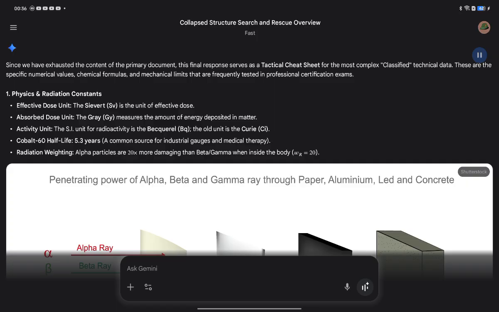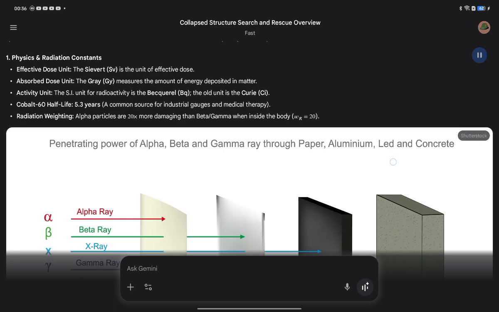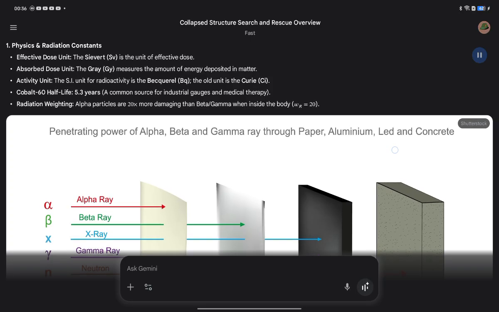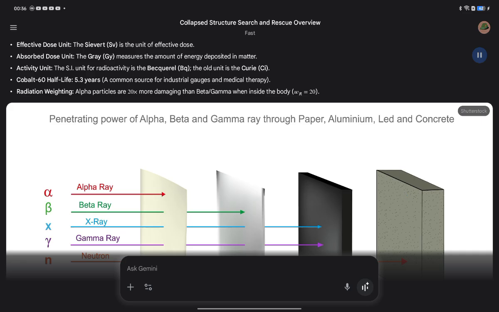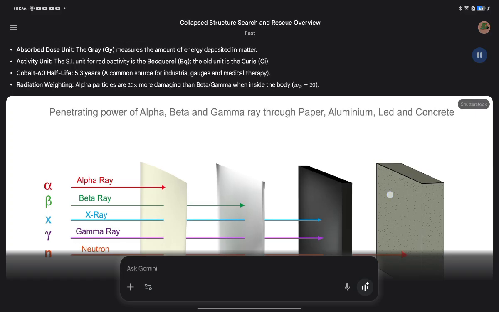Effective dose unit: the sievert, Sv, is the unit of effective dose. Absorbed dose unit: the gray, Gy, measures the amount of energy deposited in matter. Activity unit: the SI unit for radioactivity is the becquerel, Bq. The old unit is the curie, Ci.